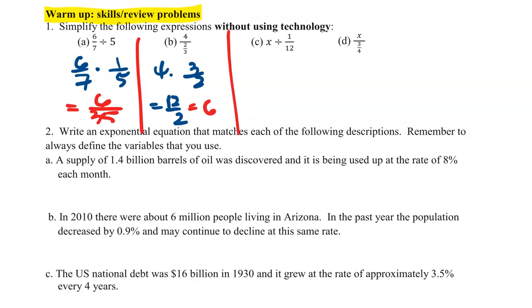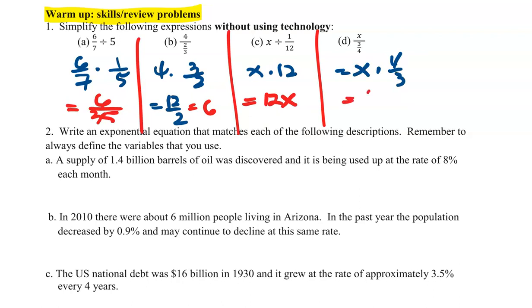Letter C, x divided by 1/12. So x times the reciprocal of this, which is 12. So x times 12 is 12x. And D, x divided by 3/4. So that is x times the reciprocal of 3/4, which is 4/3. So the answer is equal to 4x/3. Okay.